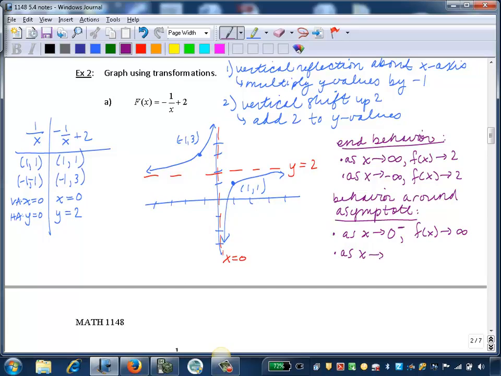And then we can also approach that vertical asymptote from the right. As I look at the right branch, as I get closer and closer to an x value of 0 on the right side, you can see the y values decreasing infinitely. So you can say f of x approaches negative infinity.